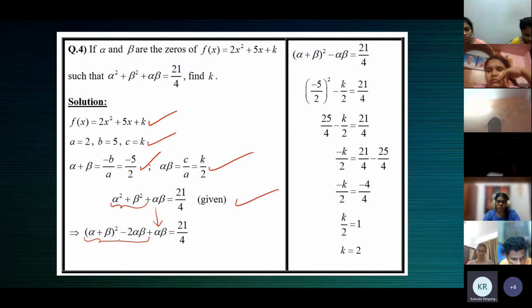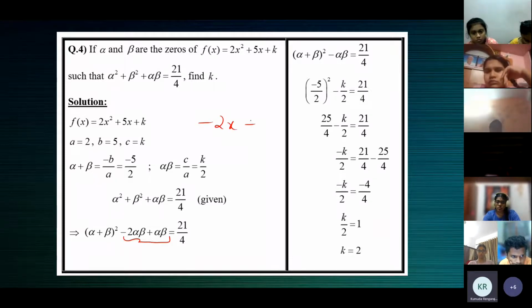Then you can simplify. Minus 2 alpha beta plus alpha beta is minus alpha beta. See, you're simplifying the like terms. Minus 2 alpha beta plus alpha beta, like minus 2x plus x is minus x. So like that, minus alpha beta.